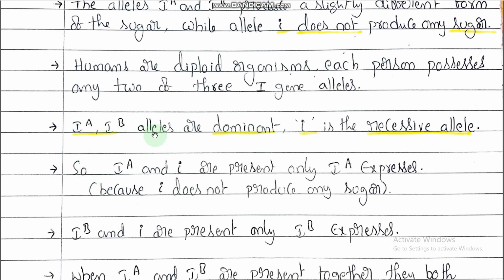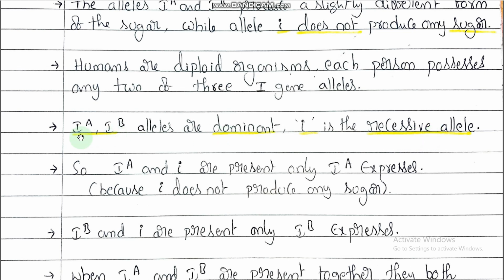IA and IB alleles are dominant and small i is a recessive allele. So among the three alleles IA, IB and i, IA and IB are dominant and small i is the recessive allele. Now, did you get this concept or not?